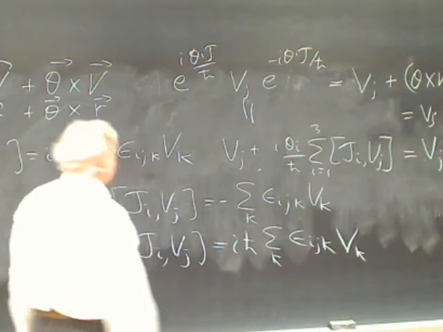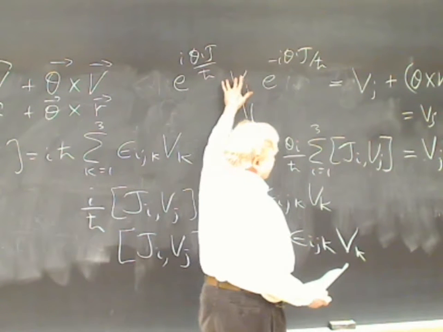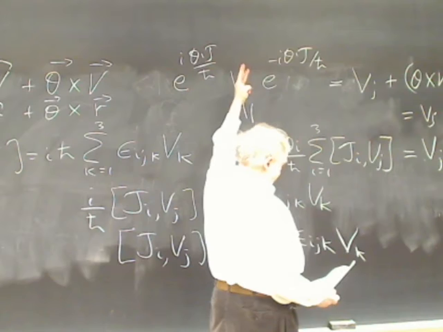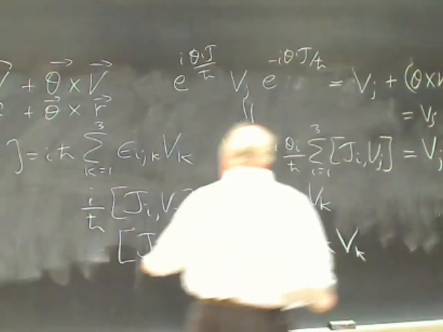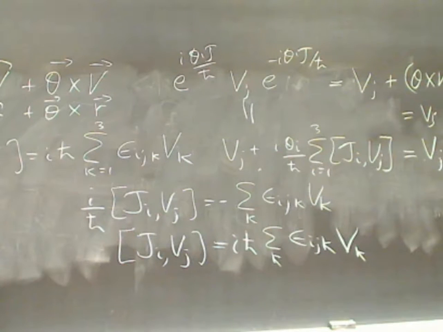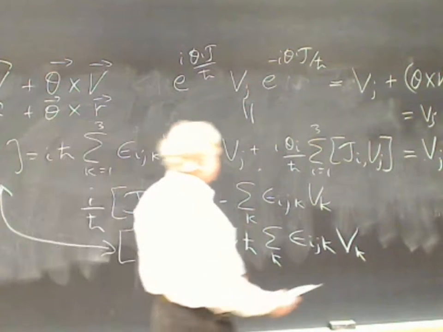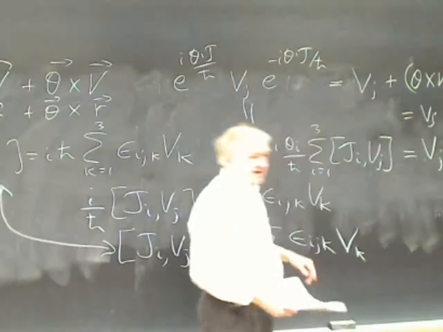Okay, so what we've said here is if these operators V_k, V_j, three of them, transform like this under a rotation, then they satisfy this commutation relation, which is the same thing as that. And in fact, it's if and only if they satisfy this, then you can go back up and write this, at least for infinitesimal theta.